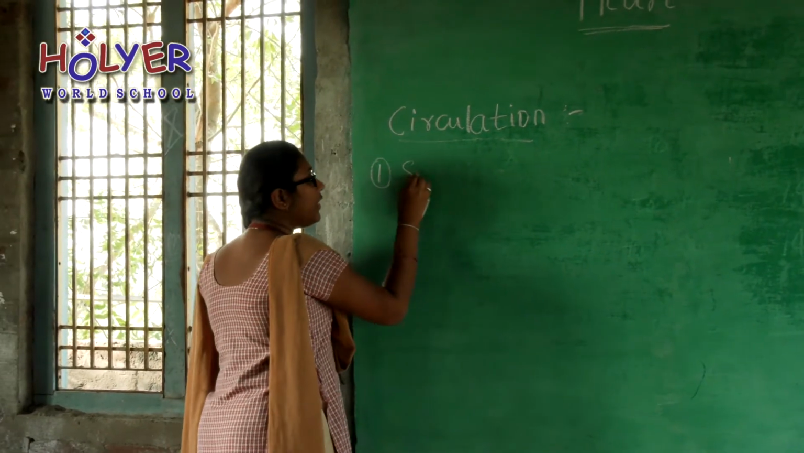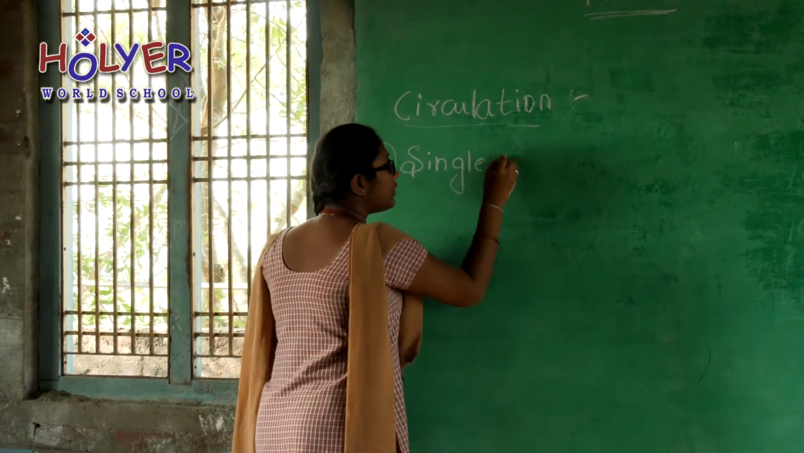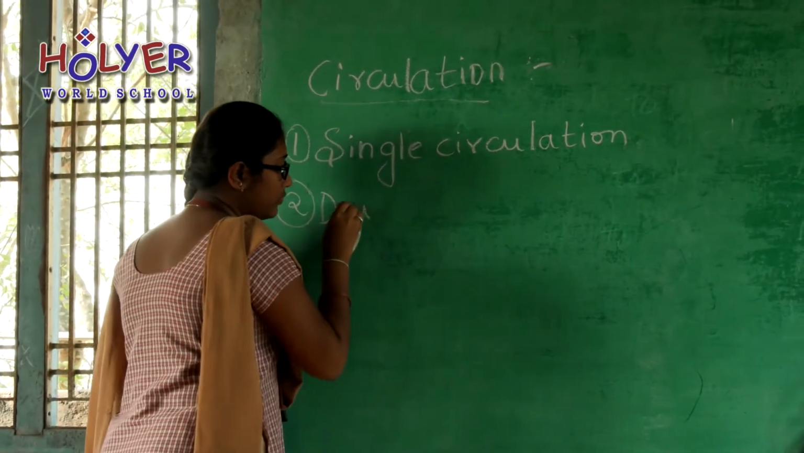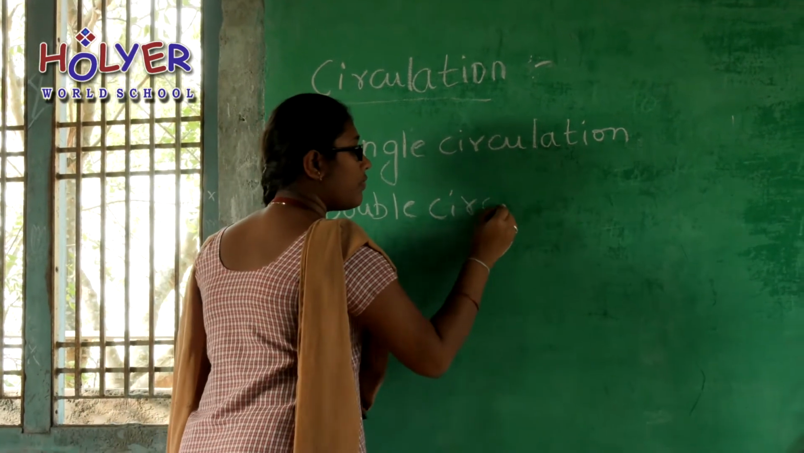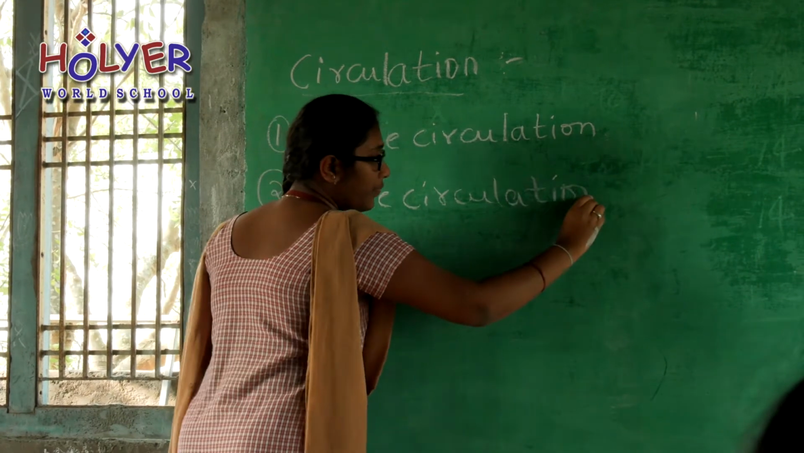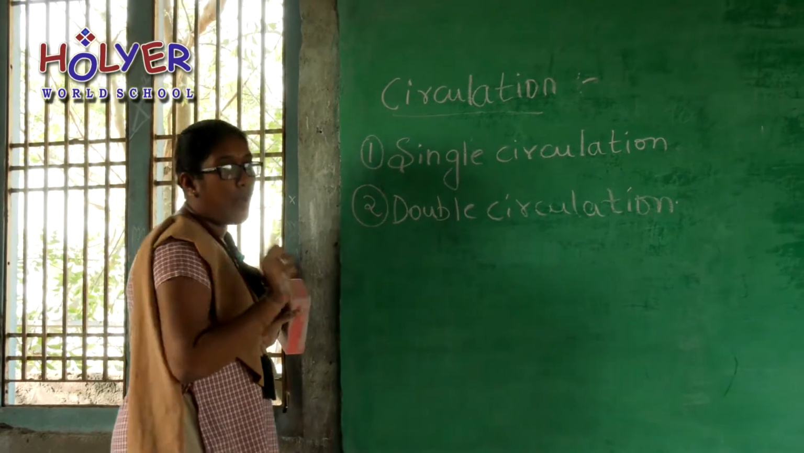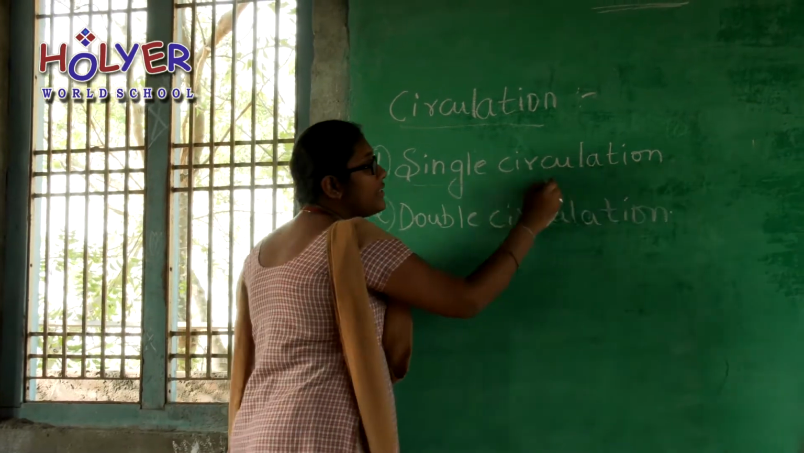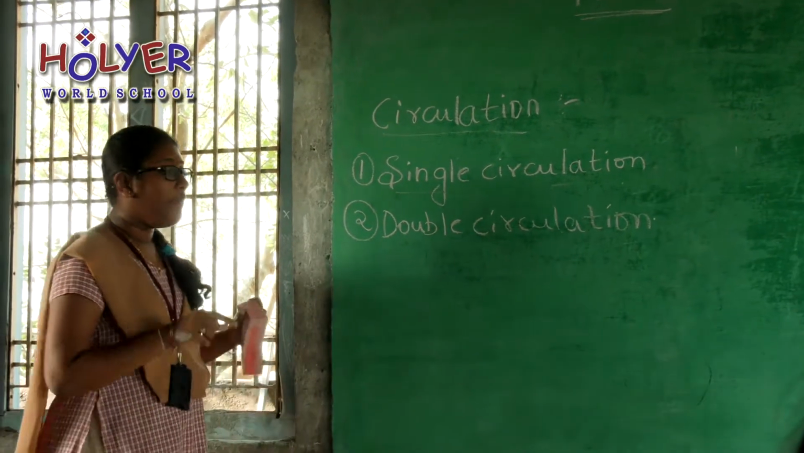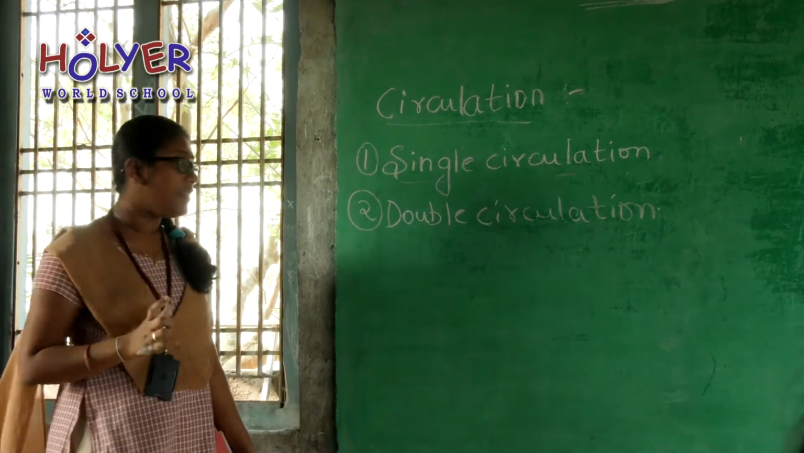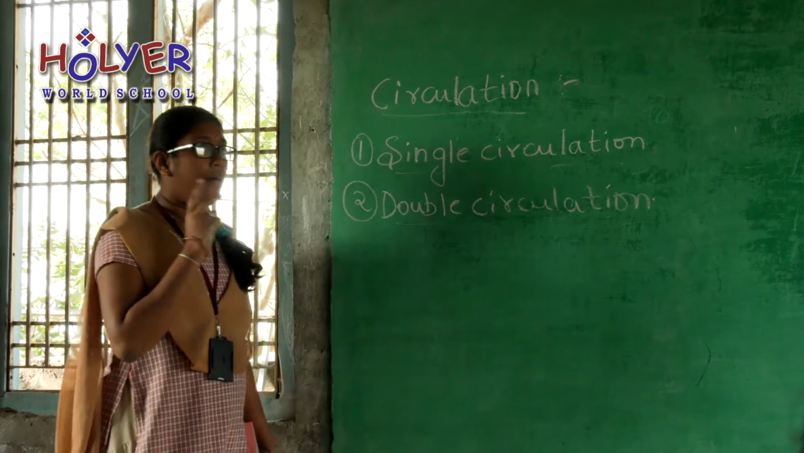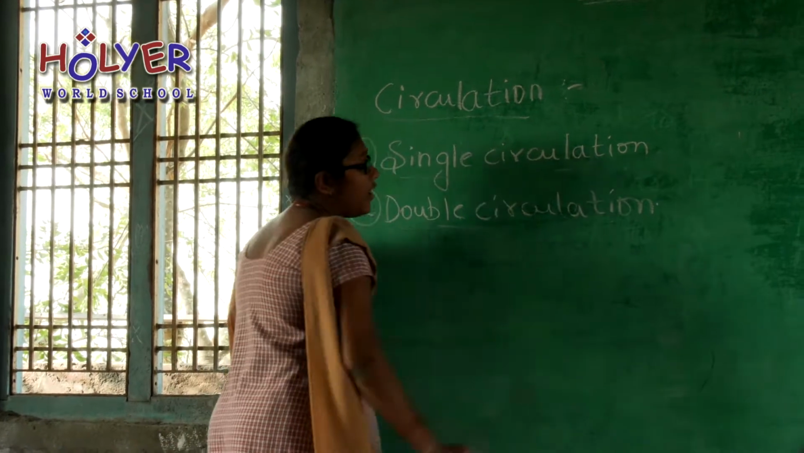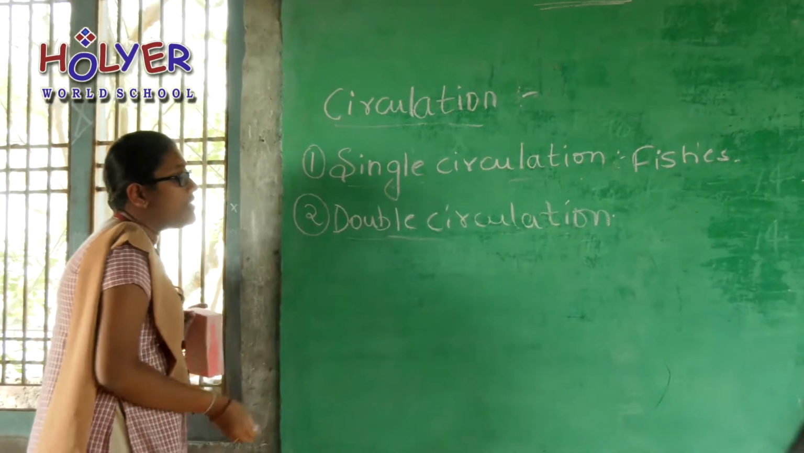First one is single circulation. If blood flows only once through the heart to complete one circulation, it is called single circulation. But in double circulation, the blood flows through the heart 2 times to complete one circulation. We can see double circulation in mammals.